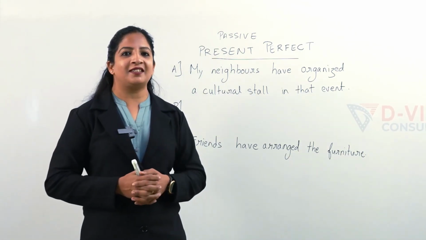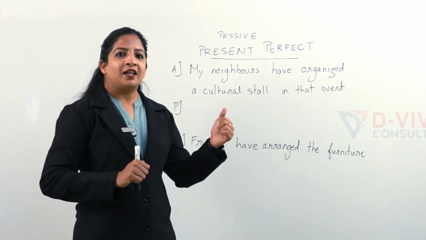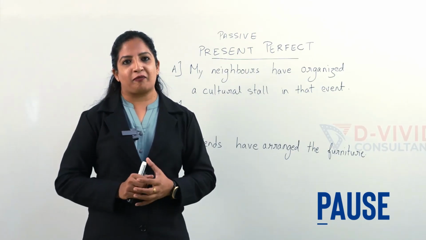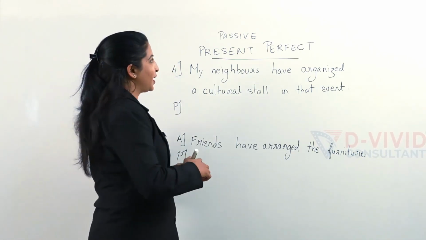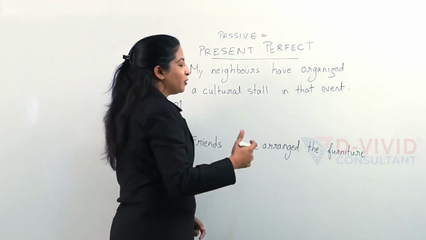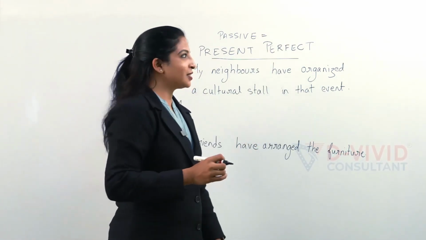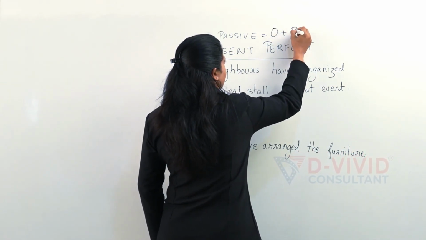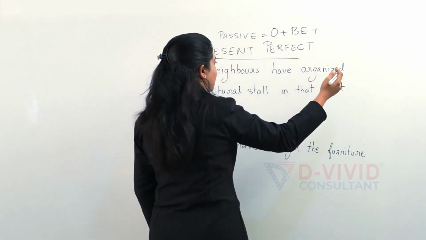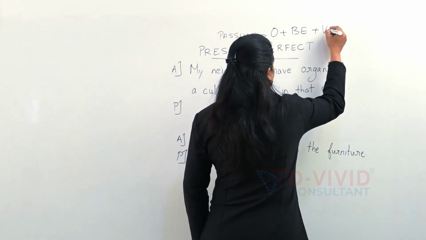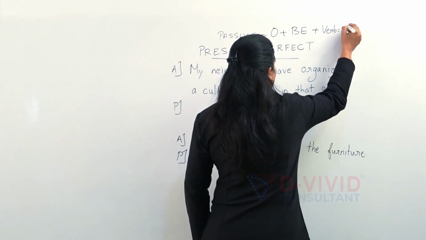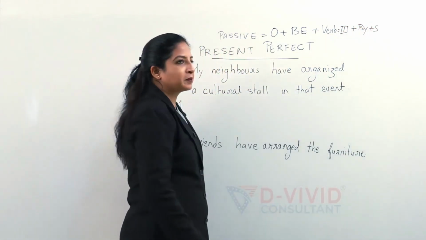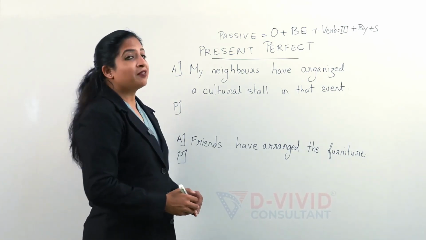So let us revise the structure of passive. You can pause the video and try by yourself writing the structure of passive. Okay, so now we know that passive starts with object. So hence we have object in the beginning, then it is followed by be form, then verb third form, by, and the subject. Did you get it right?